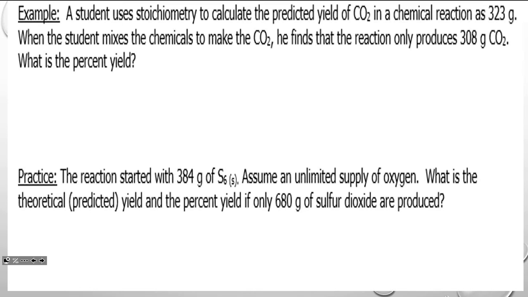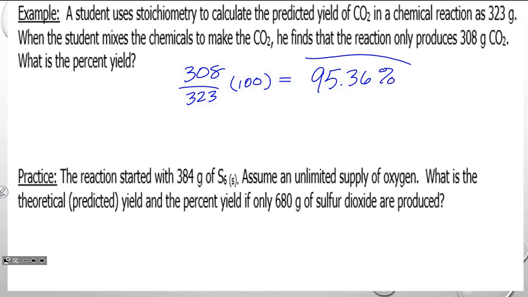Okay, so what did this guy get for a percent yield? Should have done 308 divided by 323 times by 100. What did we get? Is this guy going to keep his job, or is he going to get kicked out? 95.36. He might even be up for a raise.